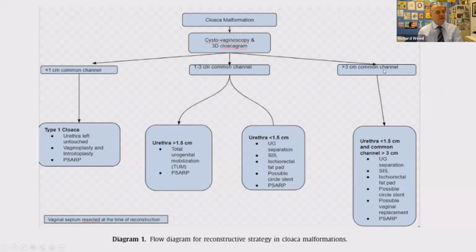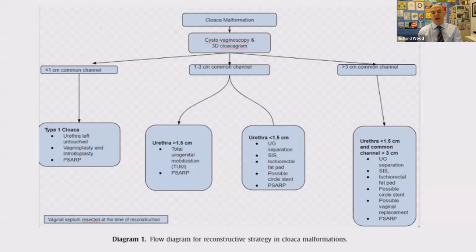If the common channel is greater than 1.5 centimeters and the urethra is less than 1.5 centimeters, you're going to do a UG separation and a PSOB, and you may need to consider doing a vaginal replacement. If the vaginal length is shorter than 6 centimeters, your need to do that is considerably higher.